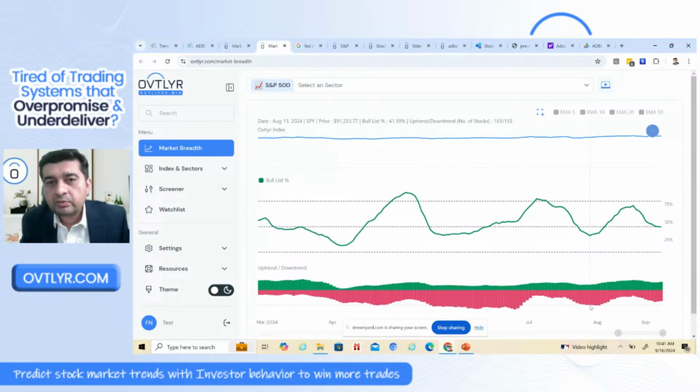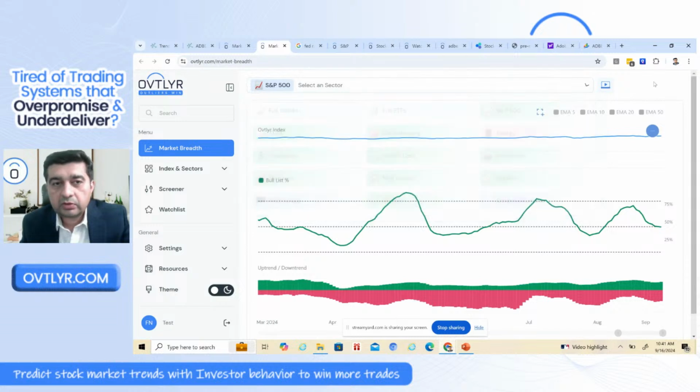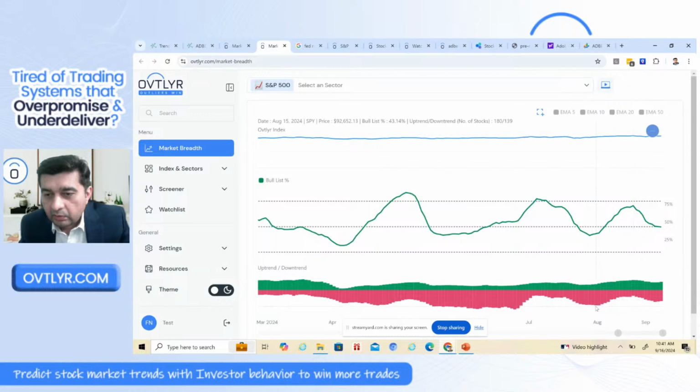What does that mean? I need to make sure that more stocks, more stocks within S&P 500. By the way, I have selected S&P 500 here. You can select full coverage, you can select DJIA, which is Dow. You can select any sector. For now, for reference, I have selected S&P 500. So coming back here, what I'm looking at on August 13 is that there are 163 stocks in uptrend, 135 in downtrend. Now I go to the next day, August 14.